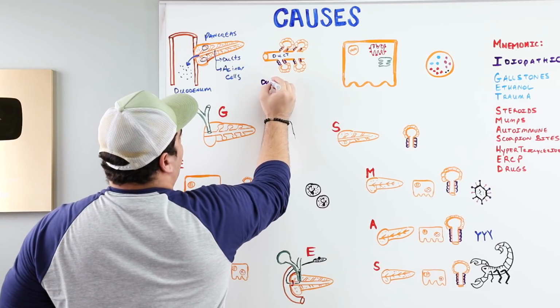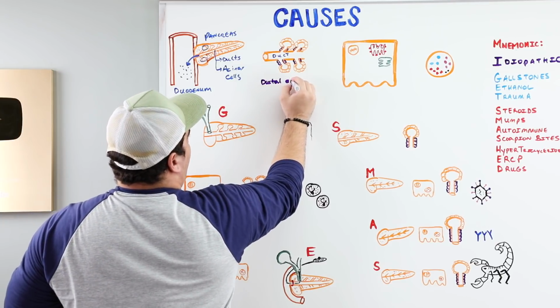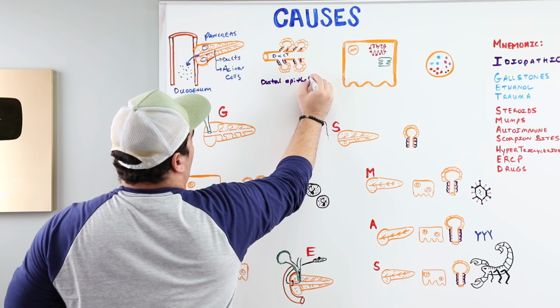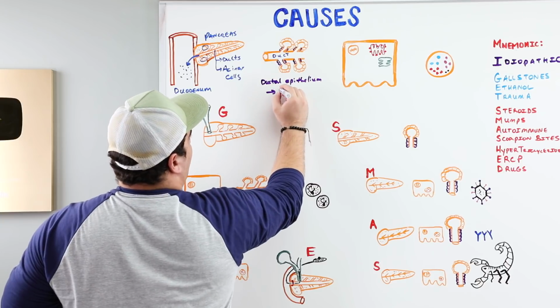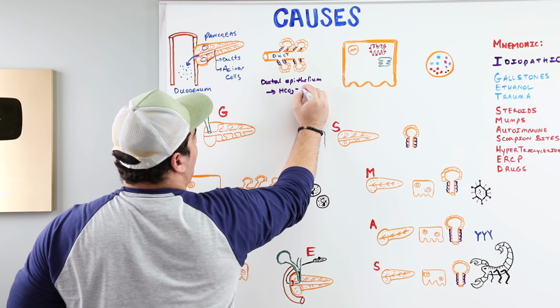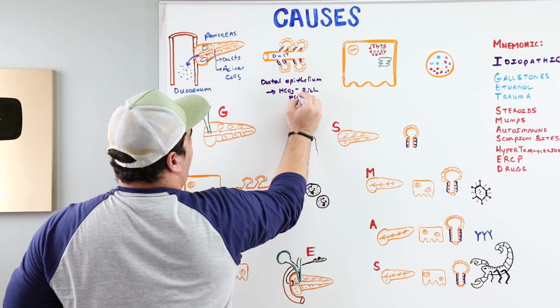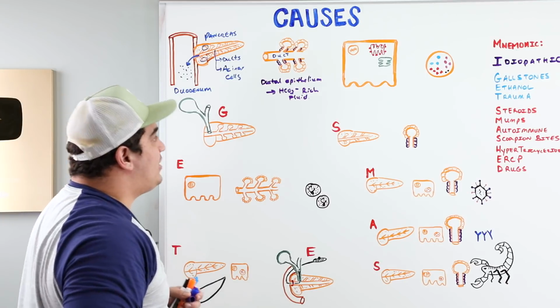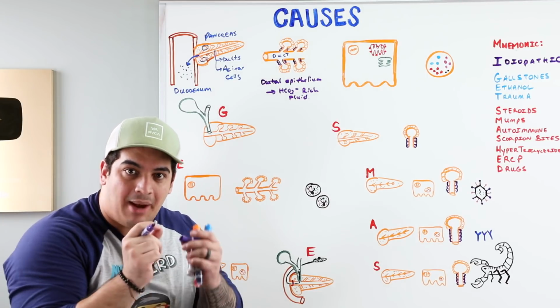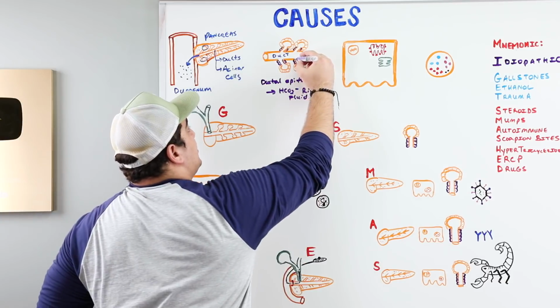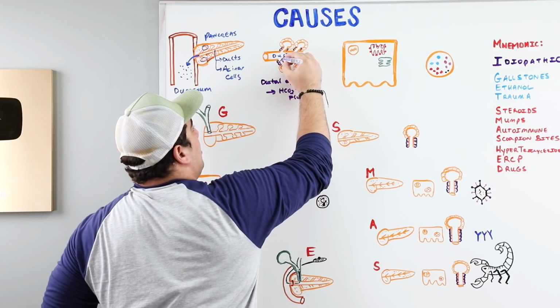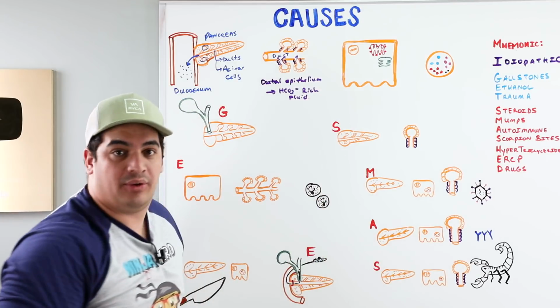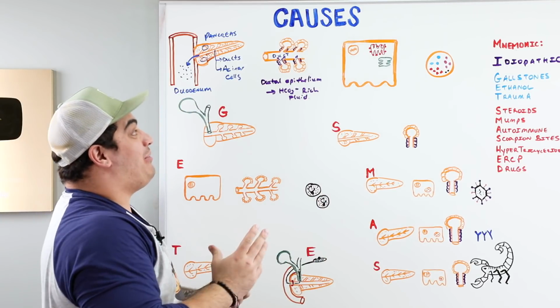This is called our ductal epithelium. Now, what's the purpose of the ductal epithelium? It's supposed to make a bicarbonate-rich type of pancreatic fluid. So that's the job of these little ductal cells: to secrete a nice, thin, bicarbonate-rich pancreatic fluid. Okay? That's the job of it.